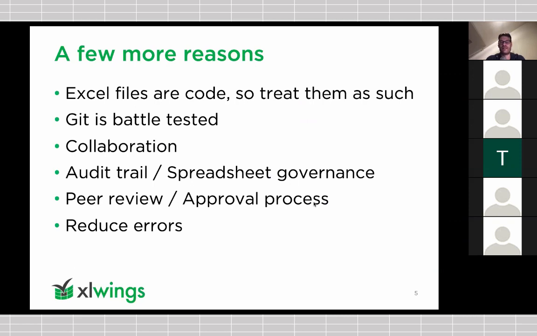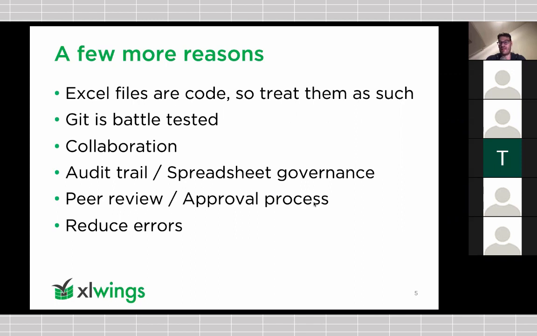A few more reasons why we would like to use a professional version control system like Git with Excel. One of the reasons is that we are looking at Excel basically just as another programming language. You program Excel by using if statements and so on in your cells, and we just say, okay, if it's code, then it's actually a good idea to treat it as such. And Git has been battle tested. It's used for pretty much everything these days, including the Linux and Windows source code. So there is quite a bit of material about it.